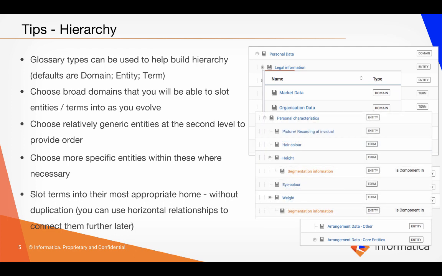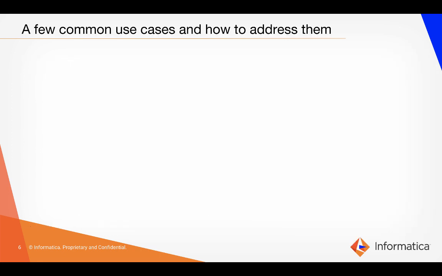So you can see here that we have the ability to use horizontal relationships to connect items, not just via their hierarchy, but also to other things they're related to. For instance, height is a personal characteristic, but it's also being used in segmentation information, so we've connected it as being a component in that. So this is the ability to build more relationships than just hierarchical, so don't feel too limited by the fact that you only have one parent per item.